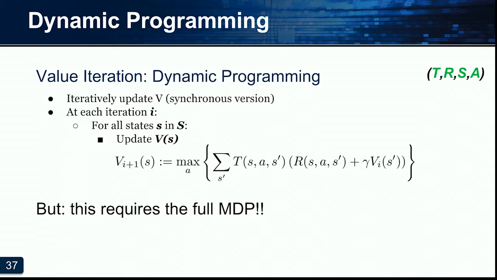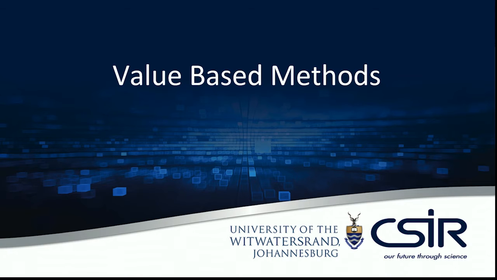But the problem, I think there was a question earlier, like, do we know all this information? The problem is that it requires you to have the full MDP within there. And in real circumstances, this is not something that you know. So in general, T and R, this full information, is not something that we have access to, right? And as such, this is what brings us to looking at reinforcement learning through value-based methods. Okay.